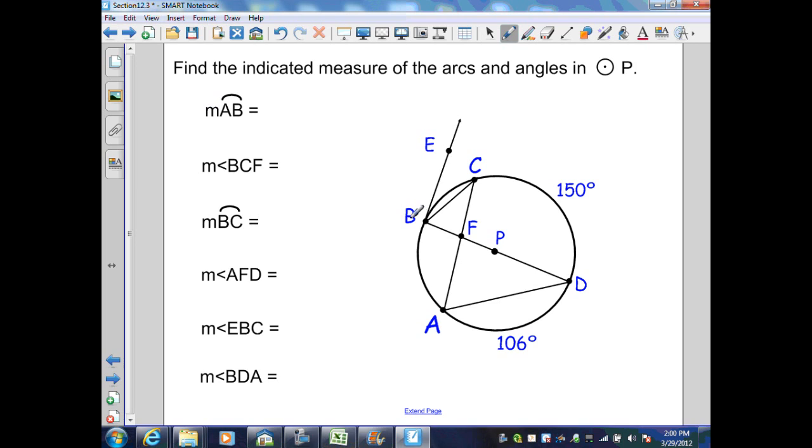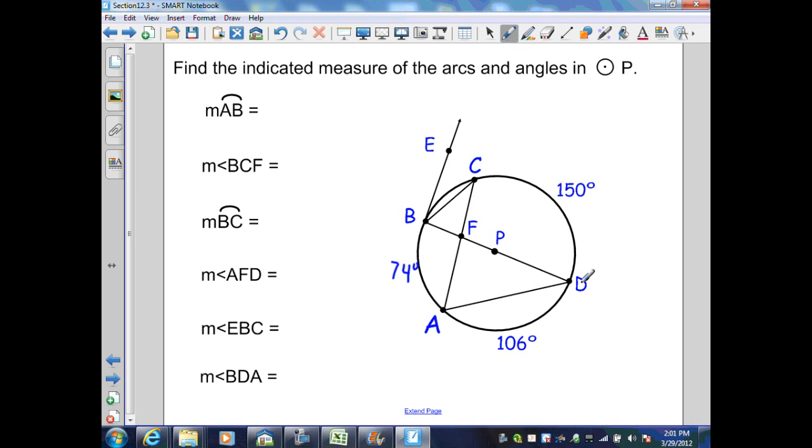In the diagram, I know that BD is a diameter. I know that AD has a measure of 106 degrees. Since this arc is 106, I know the semicircle BAD is 180. Therefore, 180 minus 106 makes this arc 74 degrees.